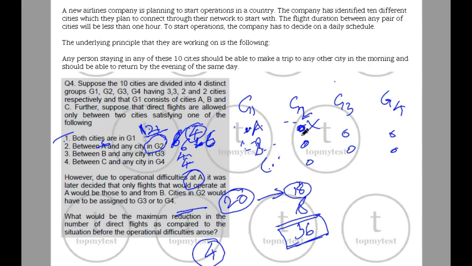Total of 18 flights in the morning. Similarly, 18 flights in the evening. Overall 36 flights every day. Okay, initially we had 40. It's a reduction of 4. Okay, so this completes this set.